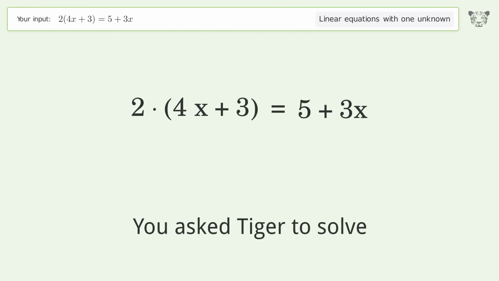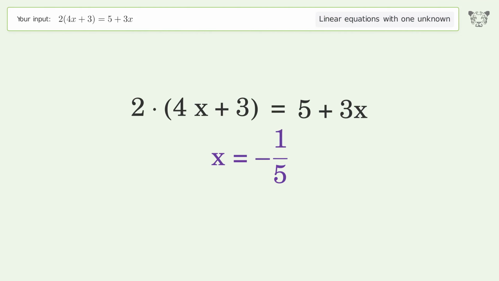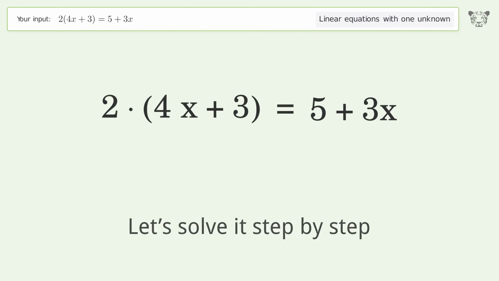You ask Tiger to solve this. This deals with linear equations with one unknown. The final result is x equals -1/5. Let's solve it step by step.